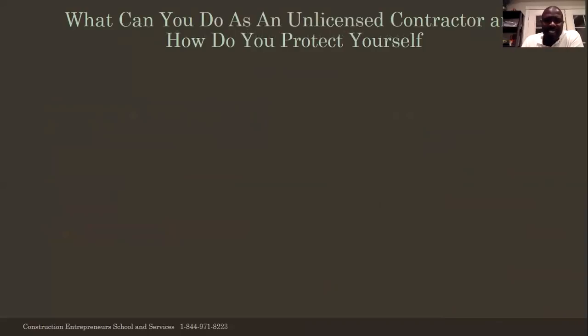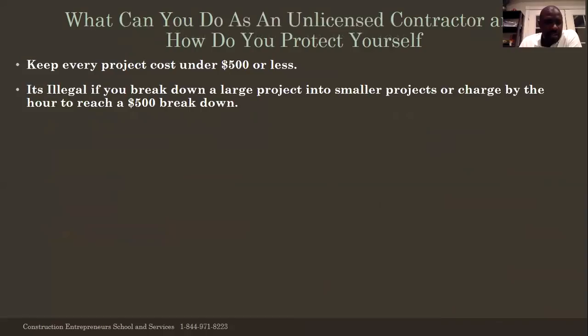What can I do as an unlicensed contractor, and how do you protect yourself? It's a small window here on what you can do as an unlicensed contractor, and to stay within the guidelines to protect yourself, you have to keep every project under $500 or less. It is illegal if you break down a large project into smaller projects or charge by the hour to reach a $500 breakdown. If you work on a job and the job is over $500, but you have broken that job down into smaller projects, you're not the first to do it.